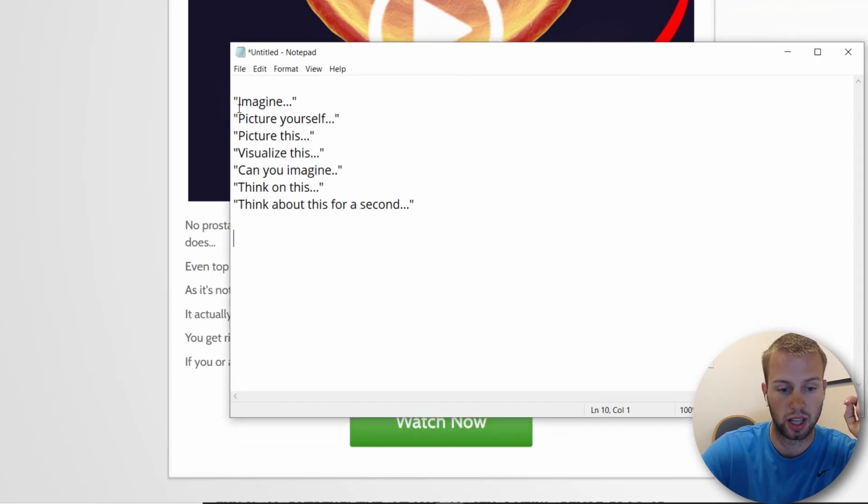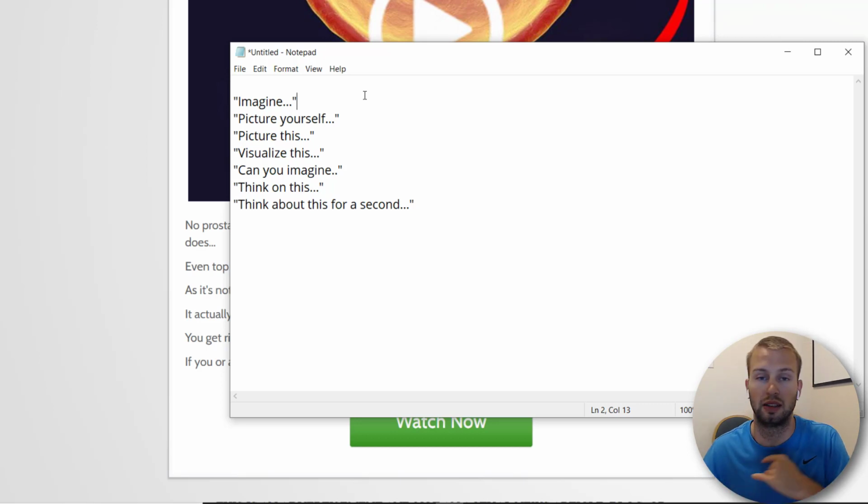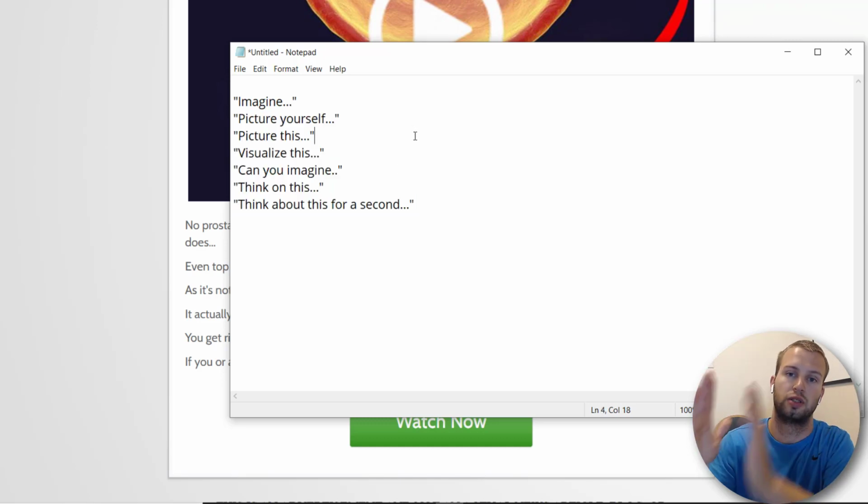So here are all the things that you can include. Imagine doing this. Picture yourself. Picture this. Visualize this. Can you imagine doing this every night and solving X problem? Think on this for a minute and then you continue. Think about this for a second. These are the starter words, and just insert what your product or service can solve and just get them to start thinking.